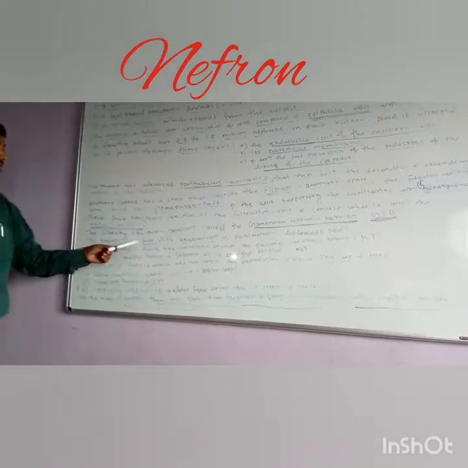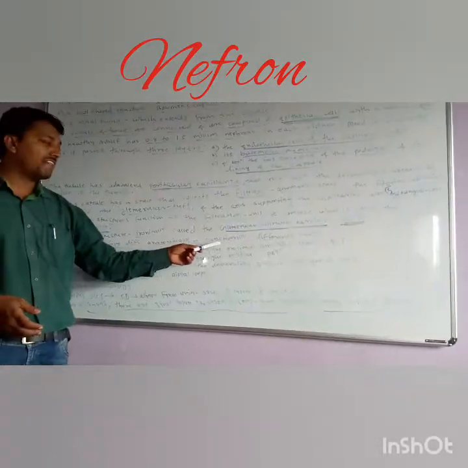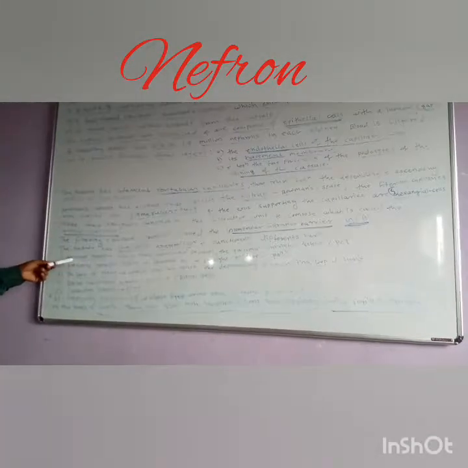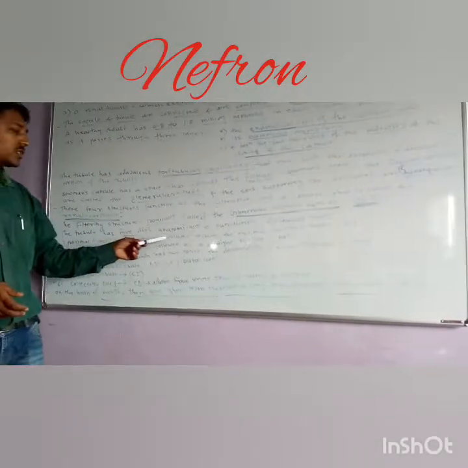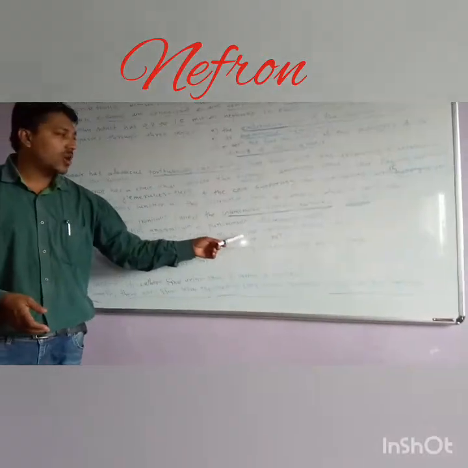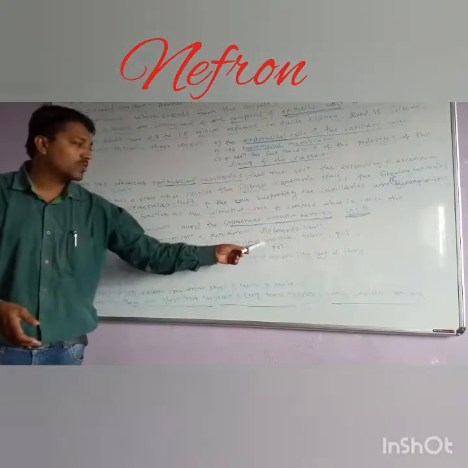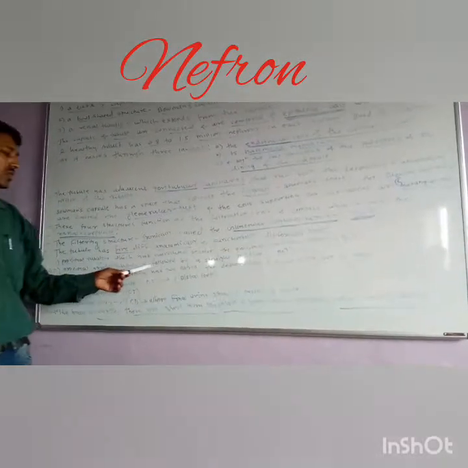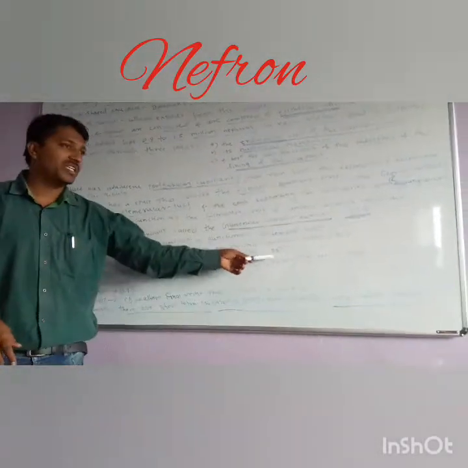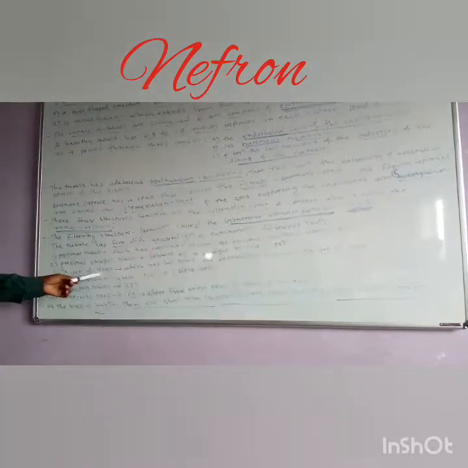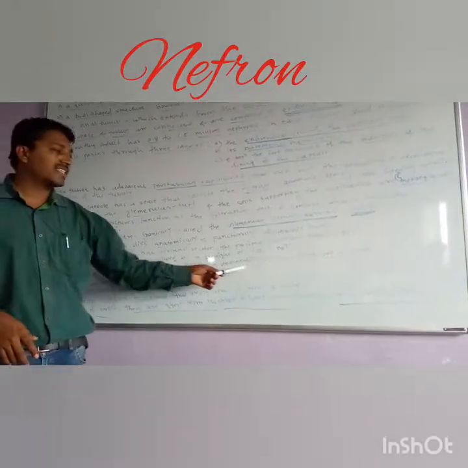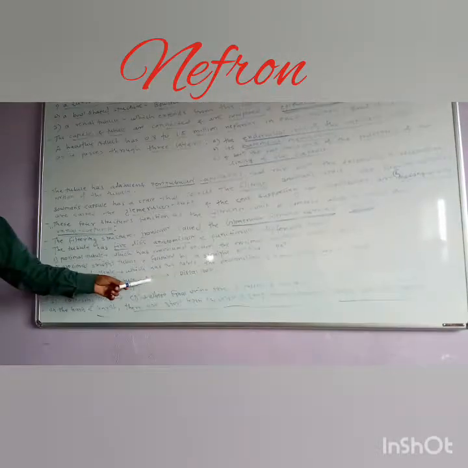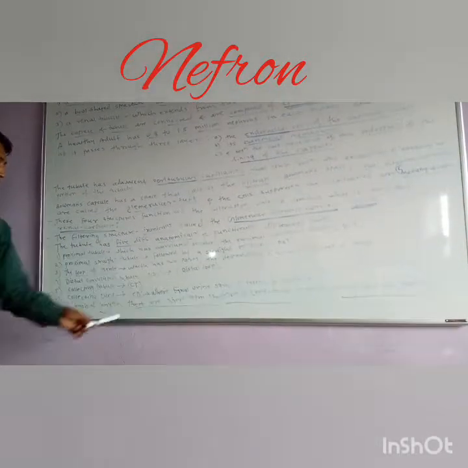The tubule has five anatomically and functionally different parts. Number one is the proximal tubule, which has a convoluted section, the PCT, proximal convoluted tubule. Another is the proximal straight tubule. It is not curved, it is a straight section, the PST. The third one is the loop of Henle, which is further divided into the descending and ascending loop of Henle. And the distal convoluted tubule, DCT. It is also called the distal loop.